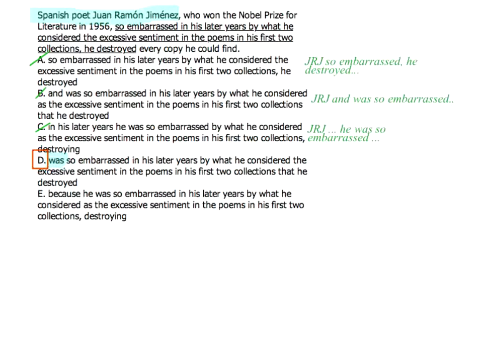Then E, the overall sentence construction here is Juan Ramon because he was so embarrassed destroying. So here you got a couple of problems. The biggest problem is you don't have a verb. And the because blah, blah, blah is another thing that you can remove from the main structure. So the main structure of the sentence here is just this person destroying.